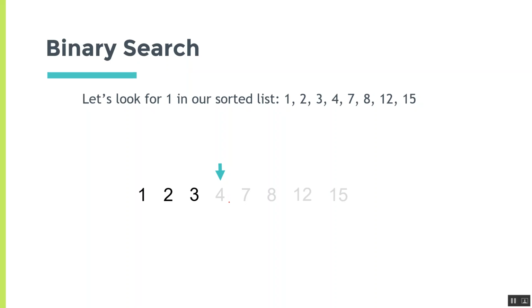After that, again, the remaining numbers will be counted. So there are 3 elements. We will divide it by 2. So that's 1.5, or 2.